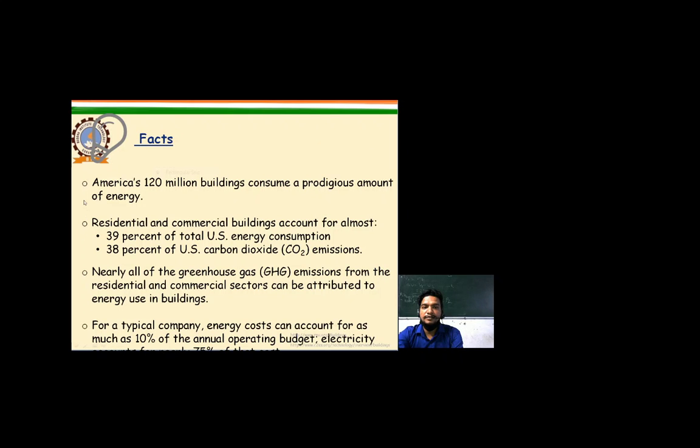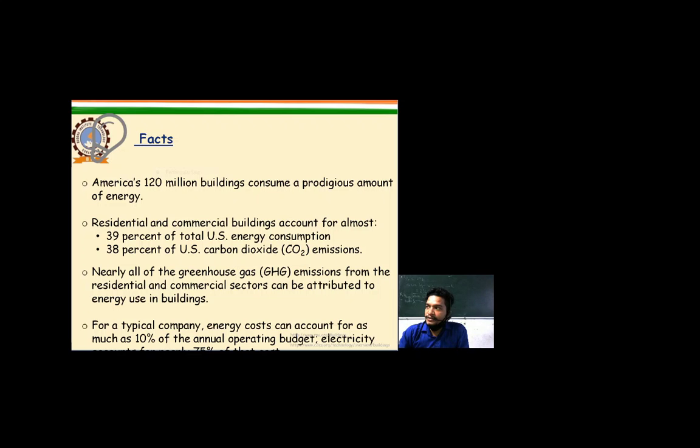Now here some facts are given. America's 120 billion buildings consume a huge amount of energy. Residential and commercial buildings account for almost 39% of the total US energy consumption, and 38% of US carbon dioxide emissions are totally over there, and nearly all of the greenhouse gas (GHG) emissions from the residential as well as commercial sectors can be attributed to the energy used in buildings.